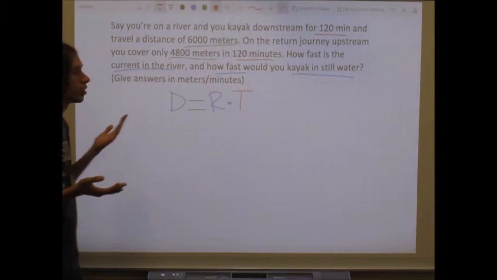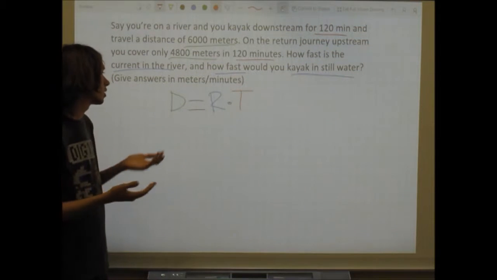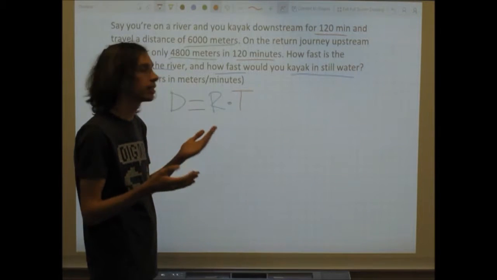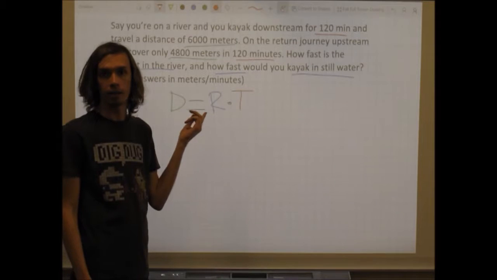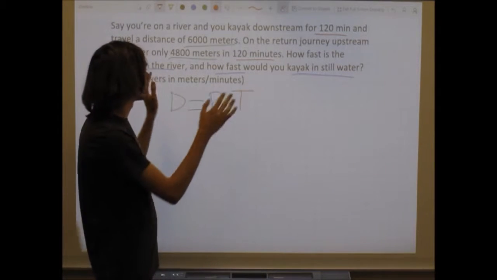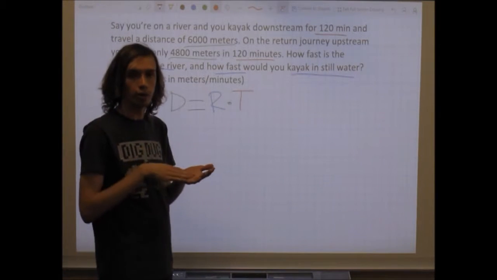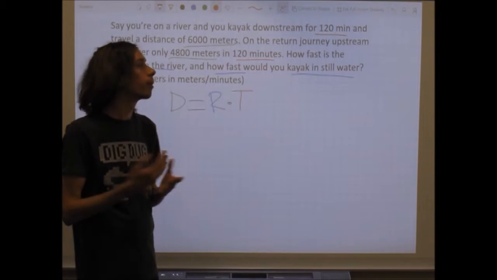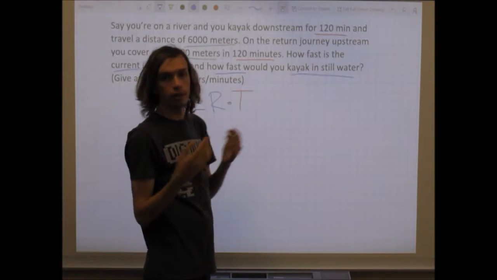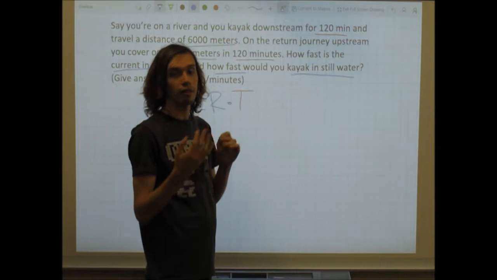Okay, so the relationship for these problems is just going to be distance equals rate times time. Intuitively, if you're traveling 60 miles per hour for 1 hour, 60 times 1 is 60, you should go a distance of 60 miles, right? So all we're going to do is plug in the values into this equation. We're going to make two equations, because we have one scenario going upstream, one downstream, and then we're going to solve. And key thing here is, first of all, what is the problem asking for? It's asking how fast would you kayak in still water, and how fast is the current.